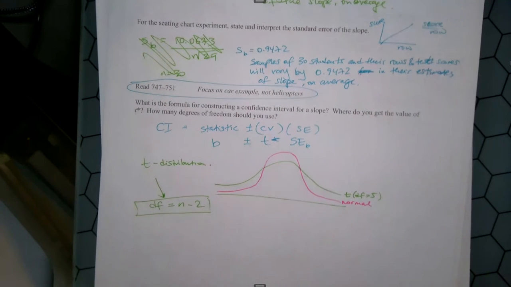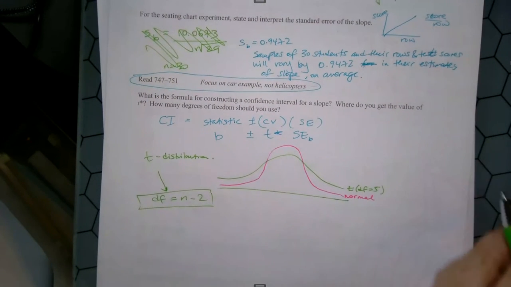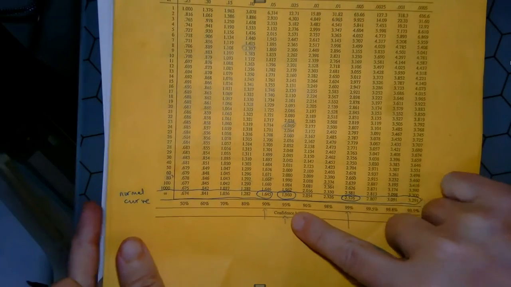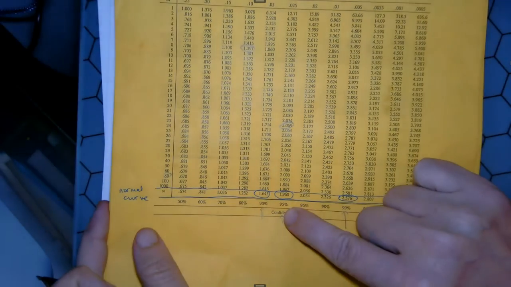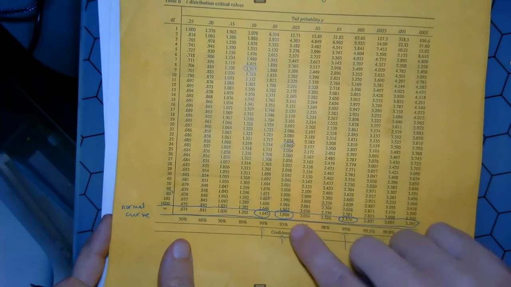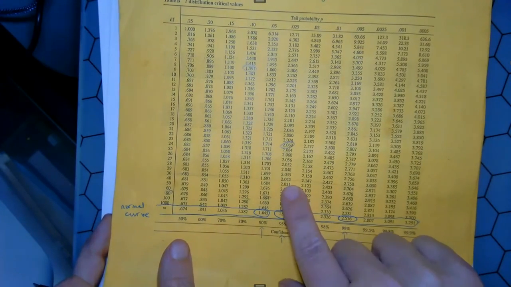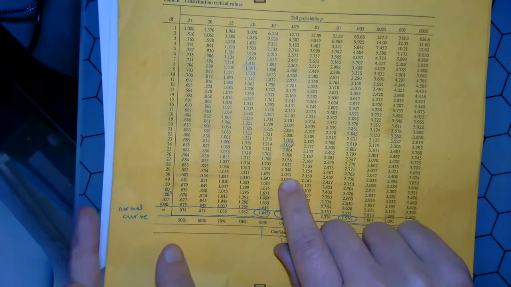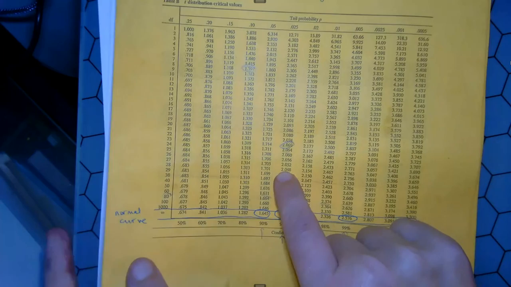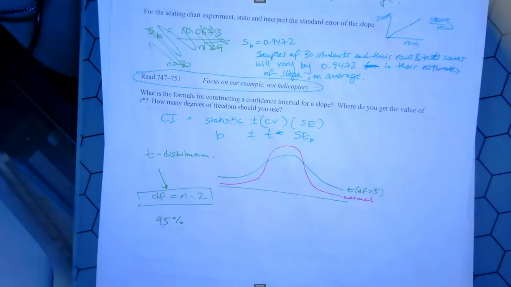Where do you get the value of t star? You're going to go look at the t-distribution. And the way it's going to work is if you have a 95% confidence interval, you're going to look at the 95% column, which has a tail probability of 0.025, and then you look for your degree of freedom. So if we had a sample size of 30, like we just did for the row thing, that would be a degree of freedom of 28. So this is saying 2.048, and let me explain what that number is about.